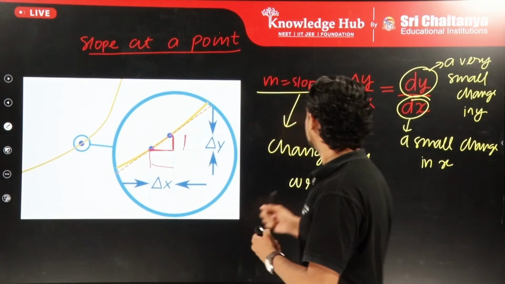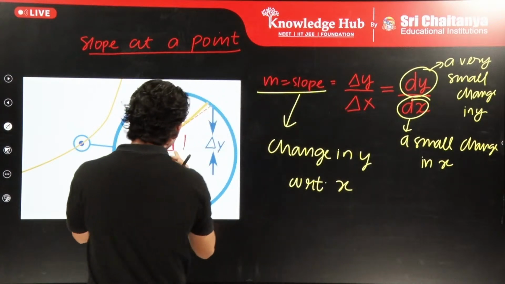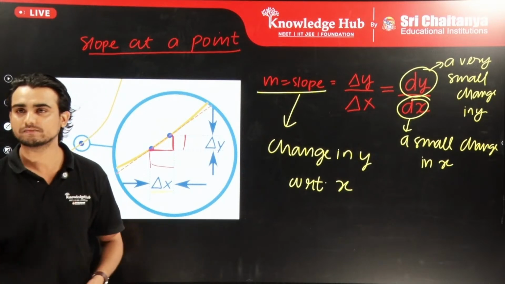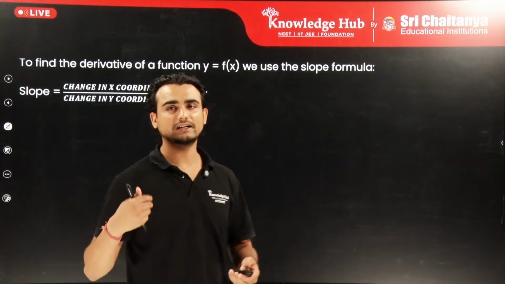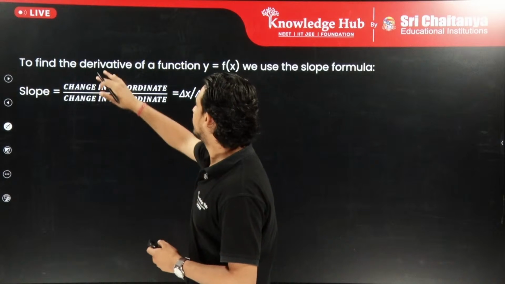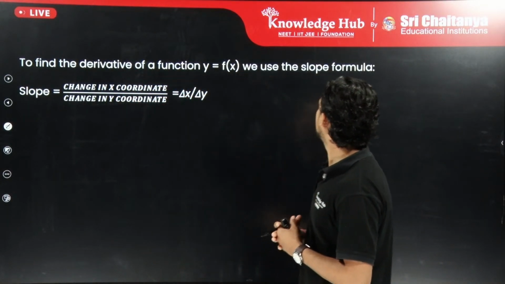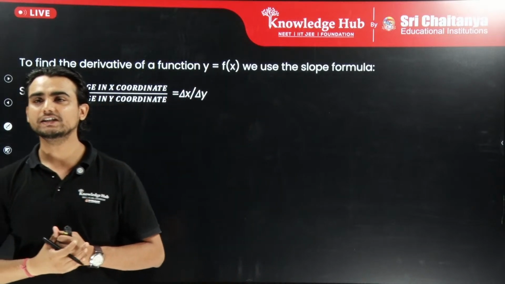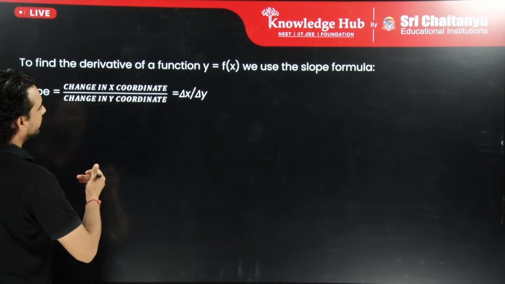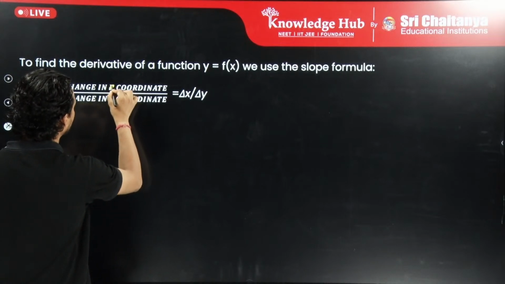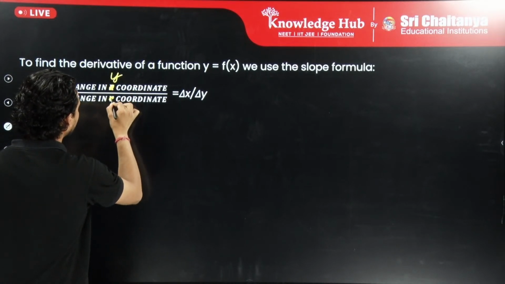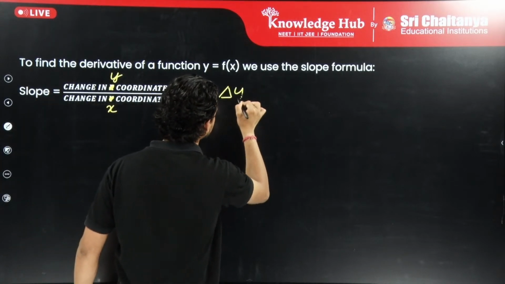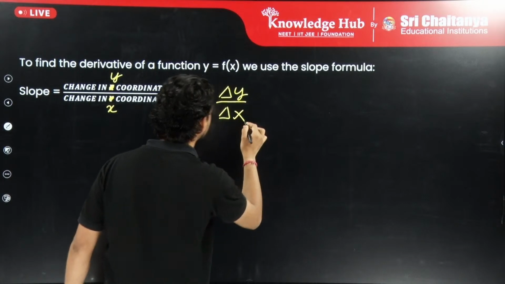But then I told you that delta x I am now writing as dx and delta y I am writing as dy. So let's try to find the derivative of a function f(x). We will use the slope formula. So what is the slope? Slope is change in y coordinate. Okay, I think this is wrong. This will be change in y coordinate upon change in x coordinate. This will also become delta y upon delta x.